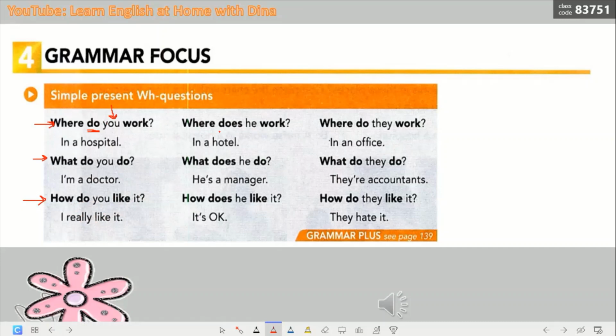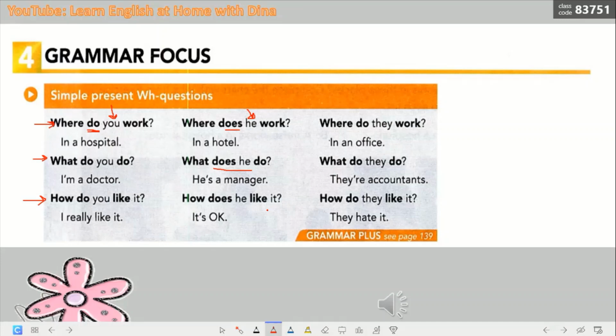Where does he work؟ طبعا هنا اتحولت بدل ما كانت where do أصبحت where does. إيه اللي عمل التغيير ده؟ إن أنا عندي الضمير he. اتفقنا مع he و she و it بستخدم does. Where does he work؟ in a hotel. What does he do؟ he's a manager. How does he like it؟ it's okay معقولة يعني لا بيحبها قوي ولا بيكرهها.